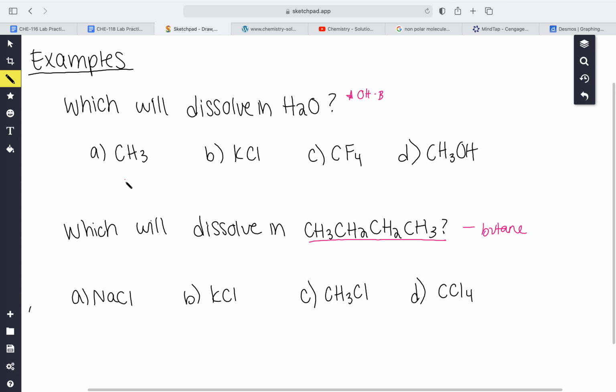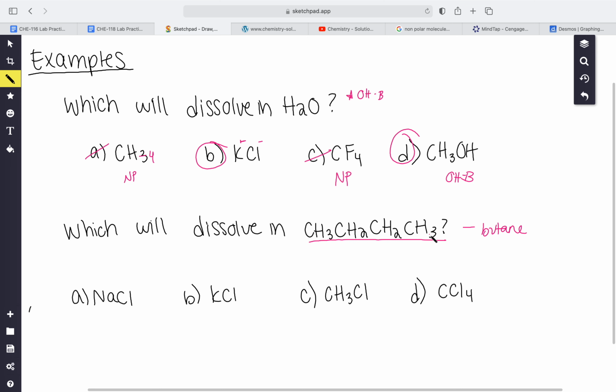So an ionic compound or something with hydrogen bonding. The first one is actually nonpolar. This should be a 4 anyways. So this is nonpolar, so we can say no, that won't dissolve in water. KCl, so K is usually a metal and this is a non-metal, so these two are going to be ionic, so we can circle that, so that will dissolve in the water. And then CF4 is also nonpolar, so we can say no. CH3OH, that's methanol. This is going to have hydrogen bonding, so this will also dissolve in the water.